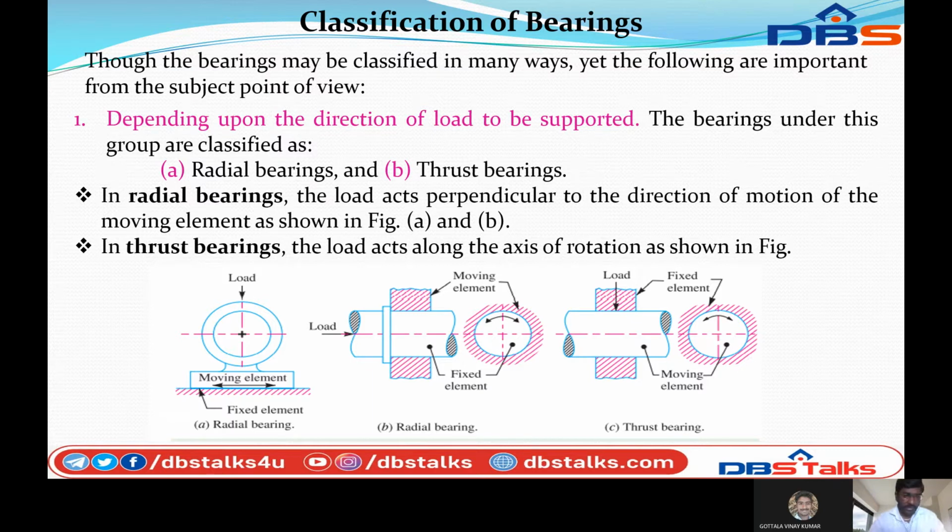The hatching lines indicate the fixed element. This is the moving element, and the load is applied to the top of the element. This is the front view and this is the side view of the radial bearing. The load is applied horizontally, and the moving element rotates clockwise, with a fixed element arranged around it.